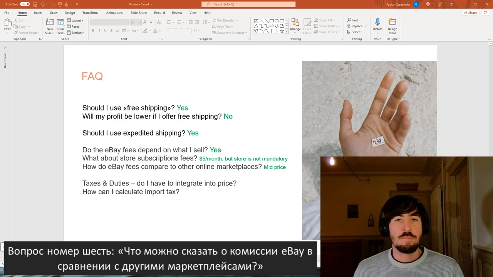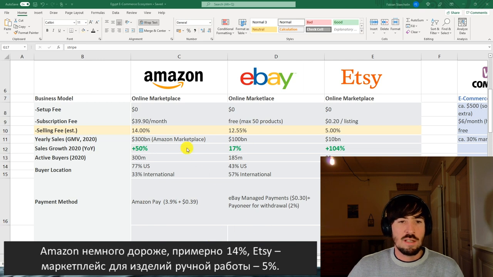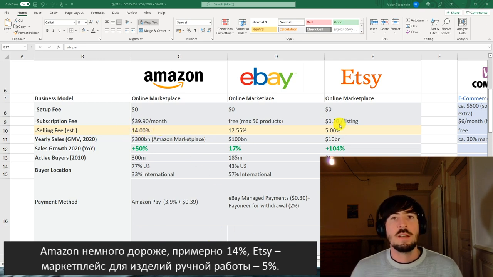Question number 6. How do eBay fees compare to other online marketplaces? If you compare eBay to the other dominant online marketplaces in the Western markets, it sits right in the middle. Amazon is a little more expensive at roughly 14%. Etsy, the marketplace for handmade goods, is a little bit cheaper at 5%.